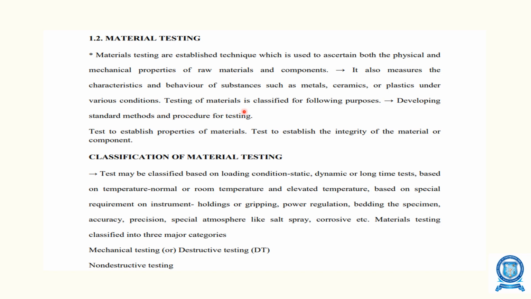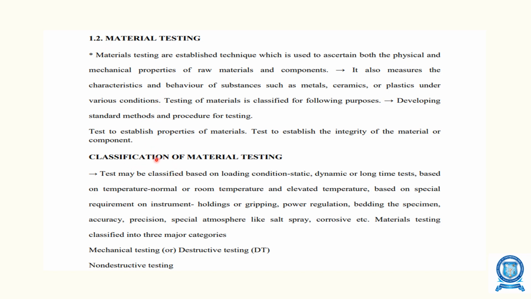Testing of material is classified for the following purposes: for developing certain kinds of objects, certain standard methods and procedures are used for testing the material. So we can't simply test the material by using our own knowledge. We have to follow certain rules and regulations for testing the material.